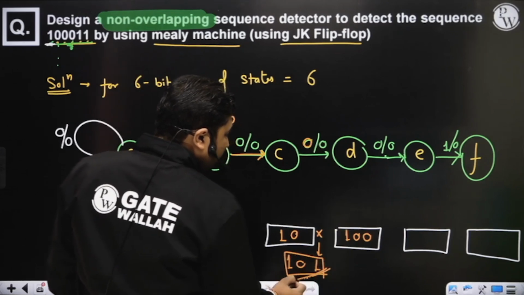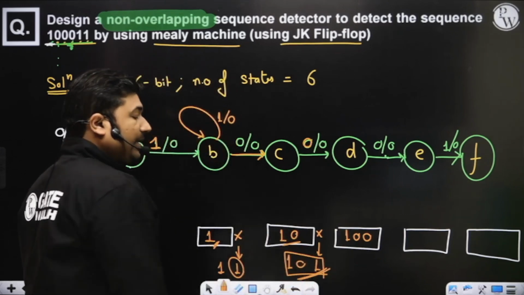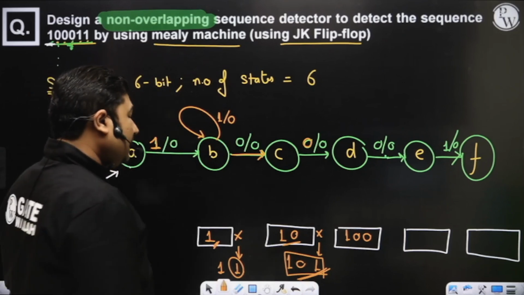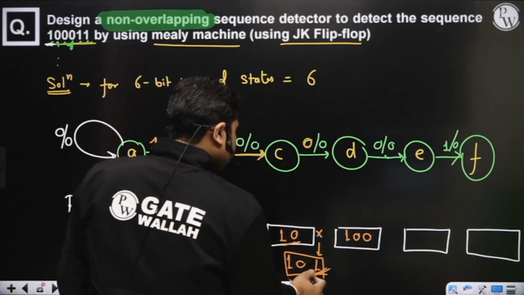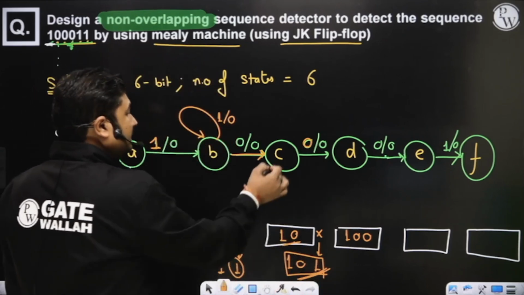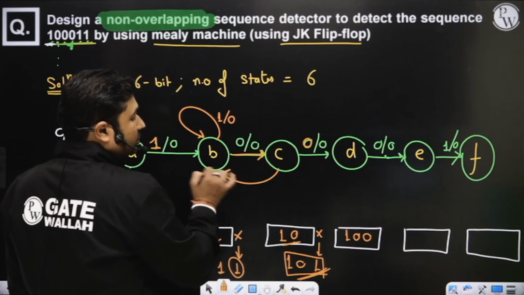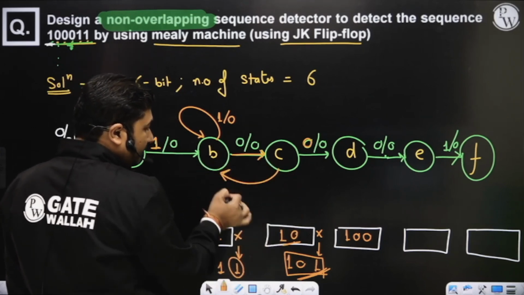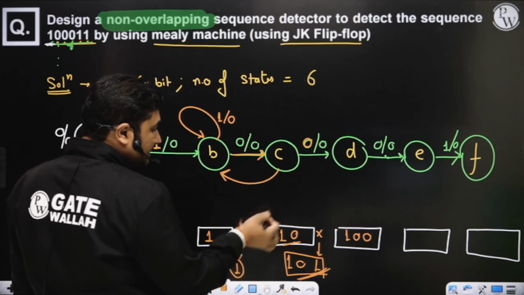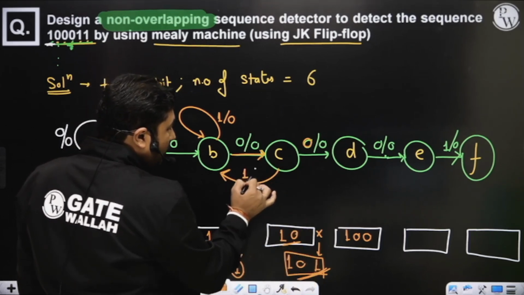Now you have to compare the last 2 bits with the 2-bit state. If it matches, remain in the 2-bit state. If it does not match, then compare the last 1 bit with the 1-bit state. If it matches, come to that state. So it will again come back to state B with x equal to 1, output 0.